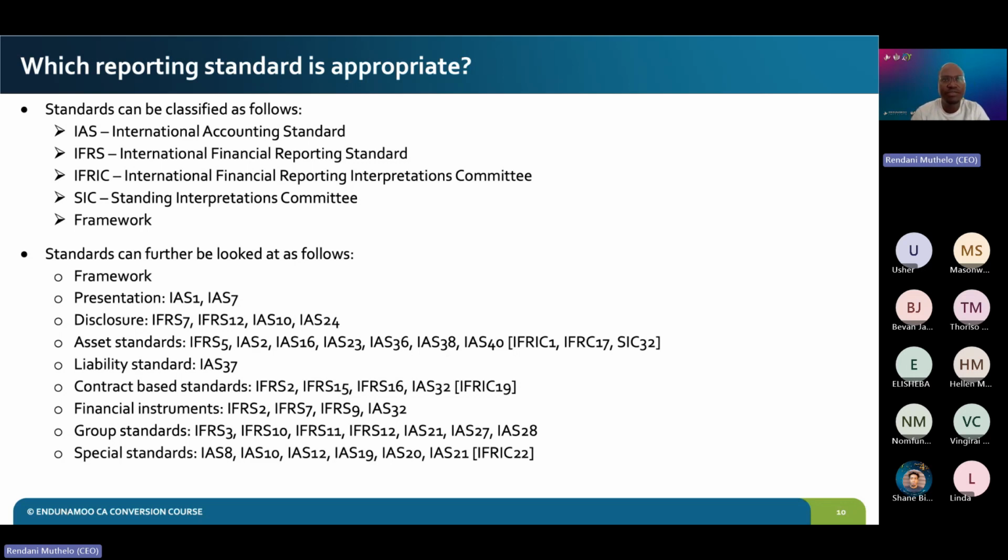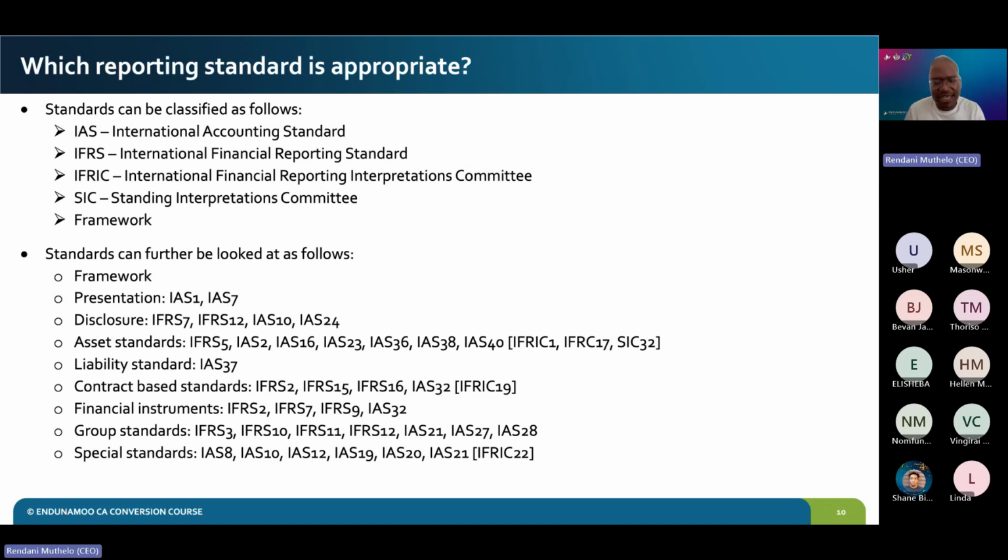Okay, now let's look at what the standards themselves are. So we have all these standards. Now the question is, how does one think about them? One thinks about them in terms of what they are supposed to do. In other words, what are they supposed to do? Because it helps you that the moment you see a transaction and it deals with an asset, you can know that I'm here. Or it arises because there's a contract, you can know that I am here. So that is the beauty of understanding the structure of the standards.